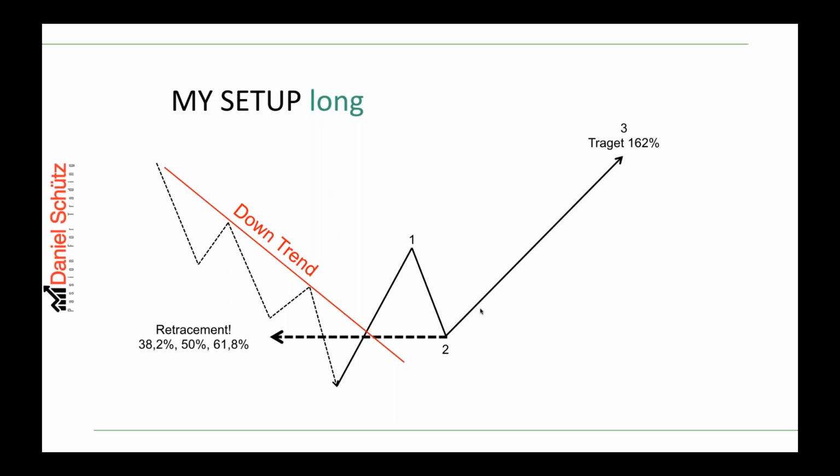That's the first entry. The second entry would be after exceeding the 61.8 retracement of wave 2. So I measure wave 2, and after going over the 61.8 retracement, I get into the markets.